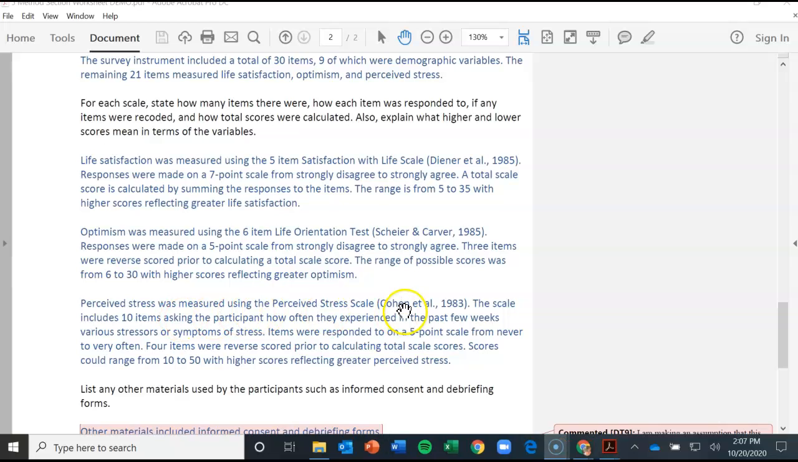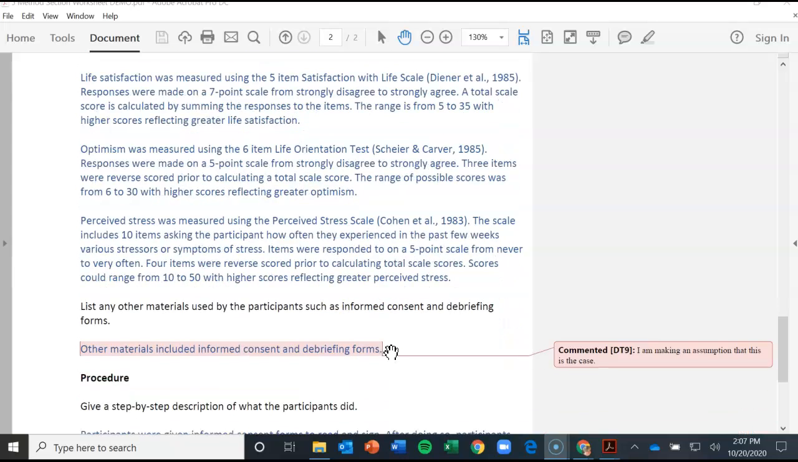Perceived stress, measured using the Perceived Stress Scale. Same kind of idea. You're getting a total scale score. The range is from 10 to 50, with higher scores indicating greater perceived stress.